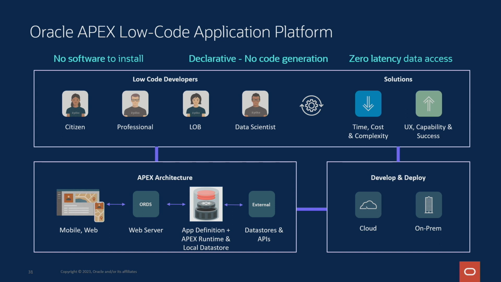So like I said, Apex is a low-code application development platform. The 3 key things which I like about this platform: there's no software to install. It is all declarative. There's no code generation. Everything happens inside a highly efficient database engine. Unlike 3-tier apps where you have a web tier, application tier, and a database tier, all of your application runtime and database are inside the Oracle database. So it's much more efficient, much faster.